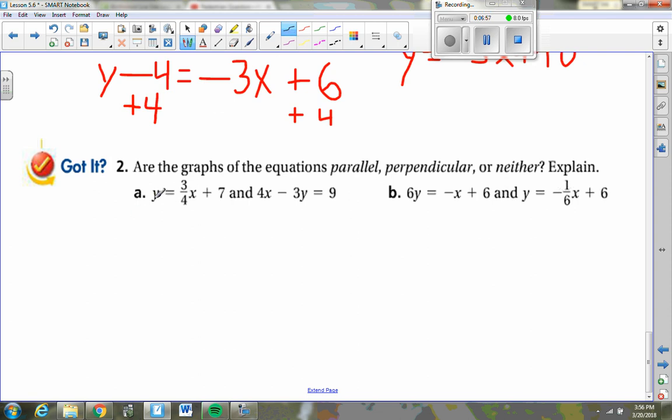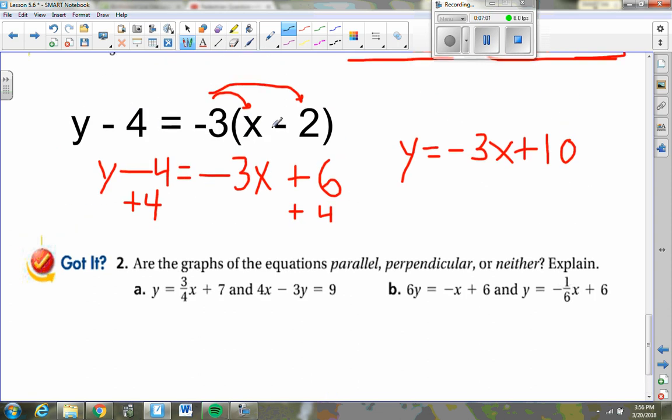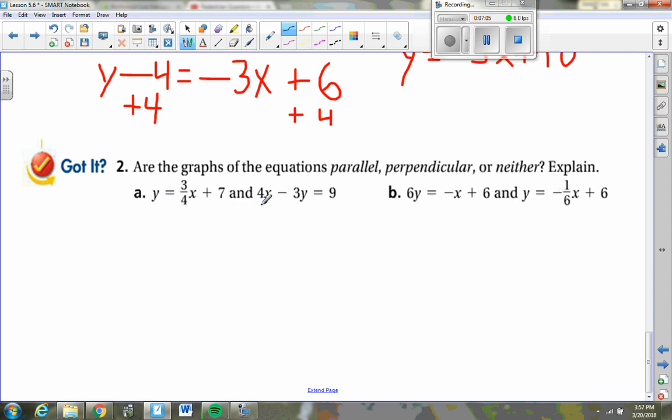Meaning we have to get the y all by itself, or have the equation written in point slope form where we can see the slope in front of the parentheses. Okay, so if I'm looking at these two equations right here in letter A, I can identify the slope of this first equation as 3/4, because that equation is in slope-intercept form, so my slope is 3/4. The other equation I don't know the slope of yet, so I'm going to have to find it.